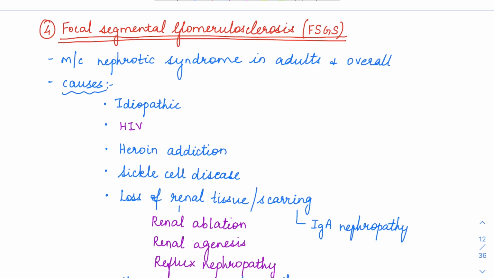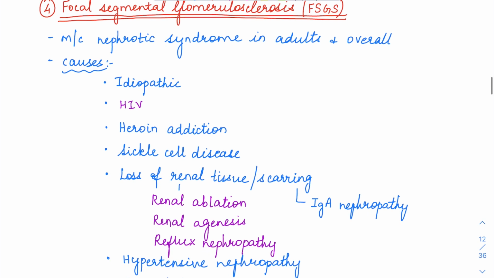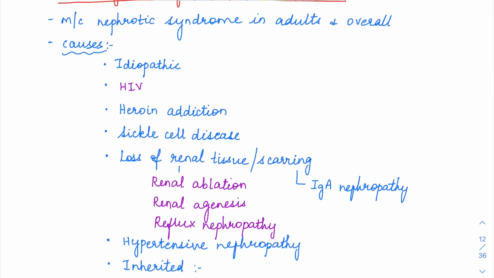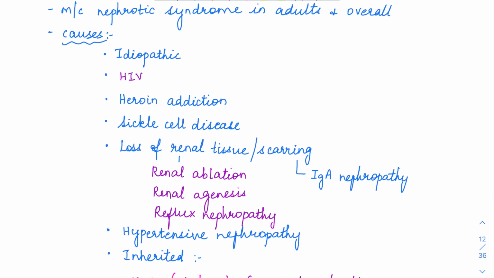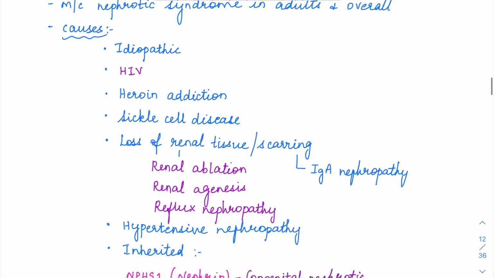So moving on to the next type of nephrotic syndrome, which is focal segmental glomerulosclerosis. This is going to be the most common nephrotic syndrome overall, and also the most common nephrotic syndrome seen in adults. There are various causes of this FSGS, including genetic and acquired causes. Under acquired causes, we'll see that it's commonly due to idiopathic causes, that is, no cause known.